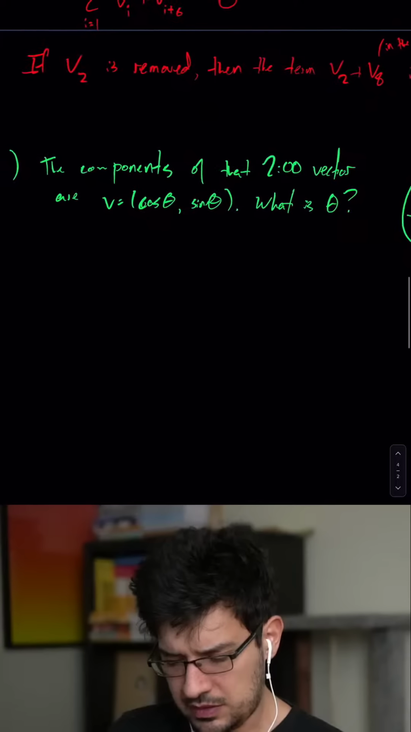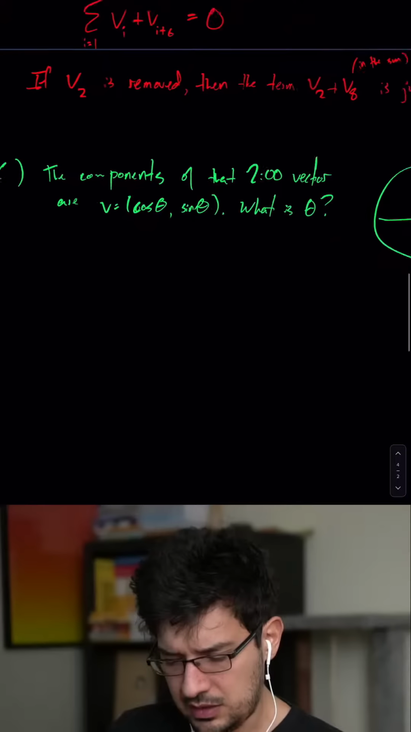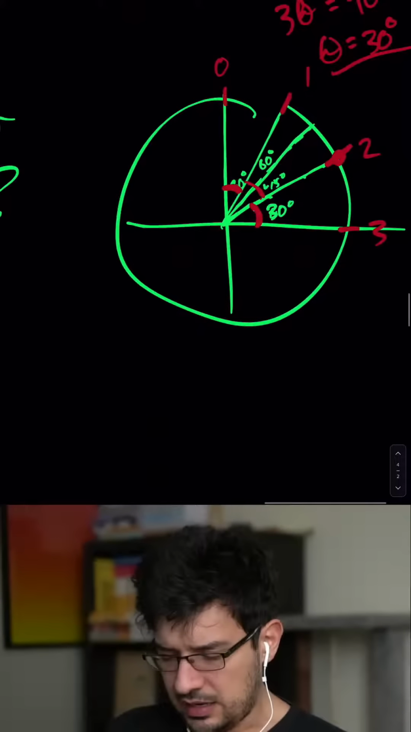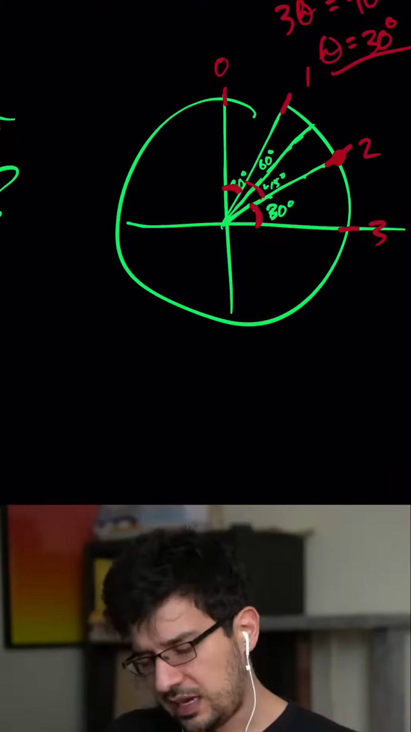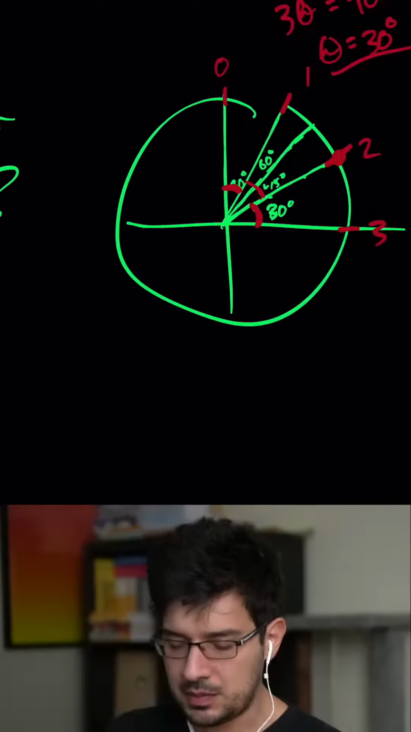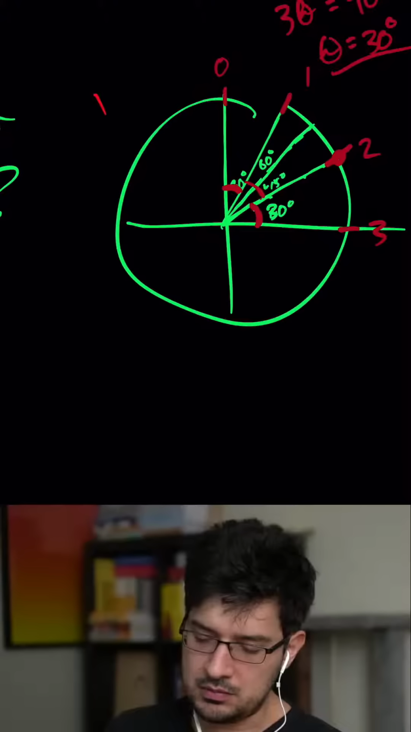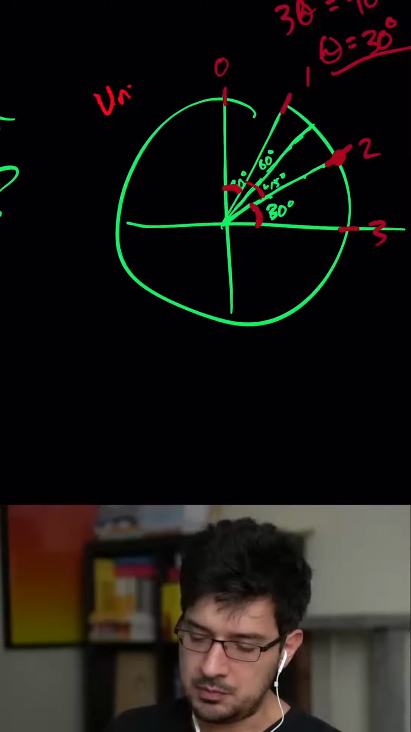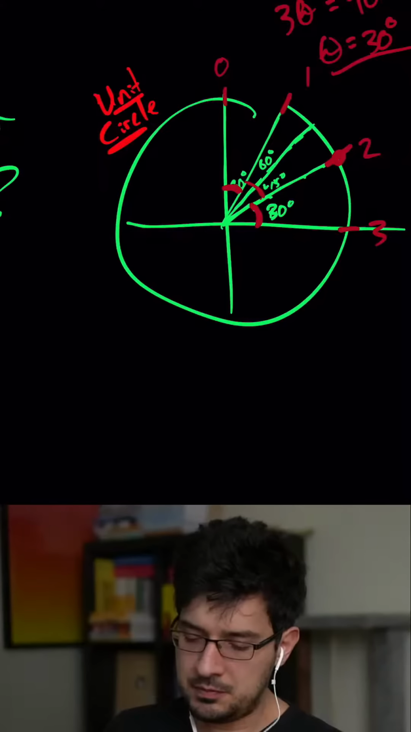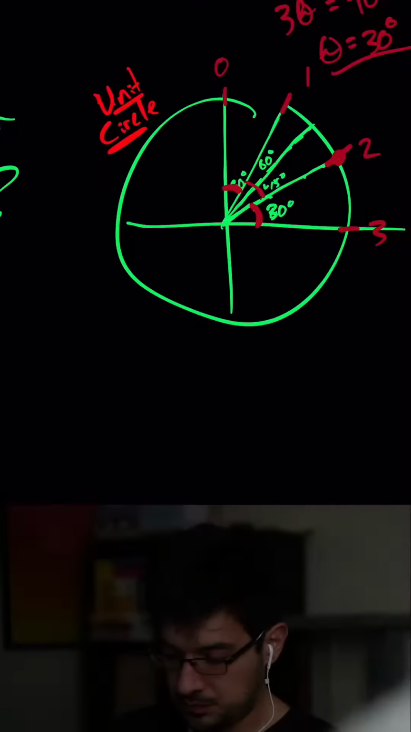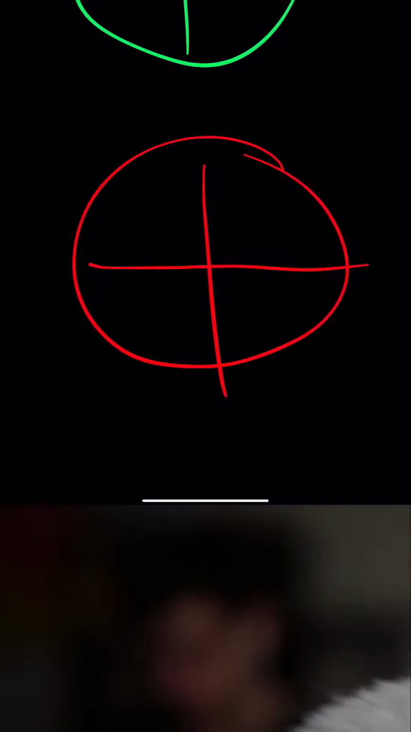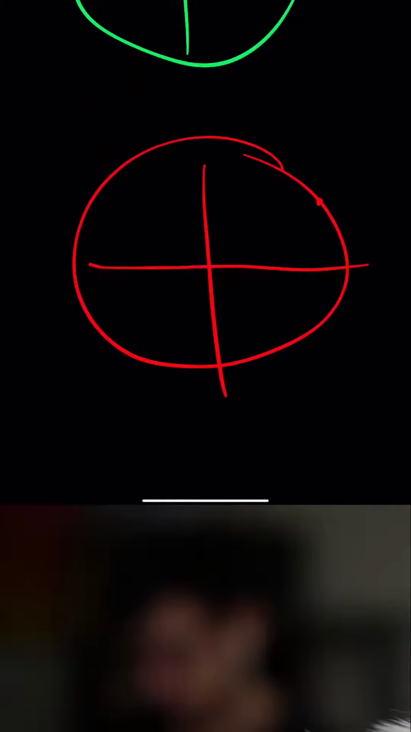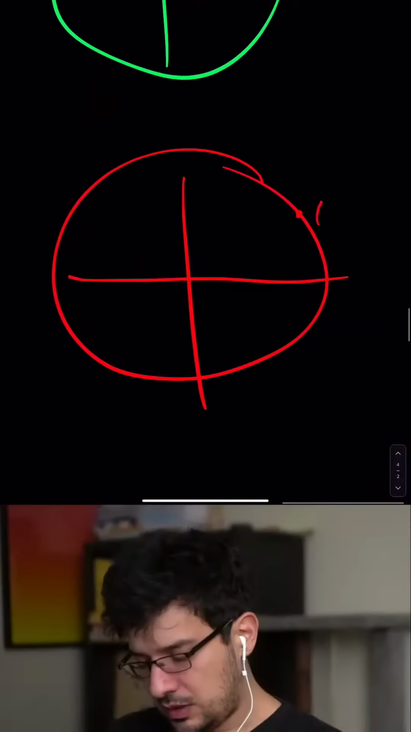Components of that 2 o'clock vector are v equals cosine 30, sine 30. What is theta? And hearing cosine and sine made me really think about the unit circle from trigonometry. If we can review for a second, the unit circle has special values.